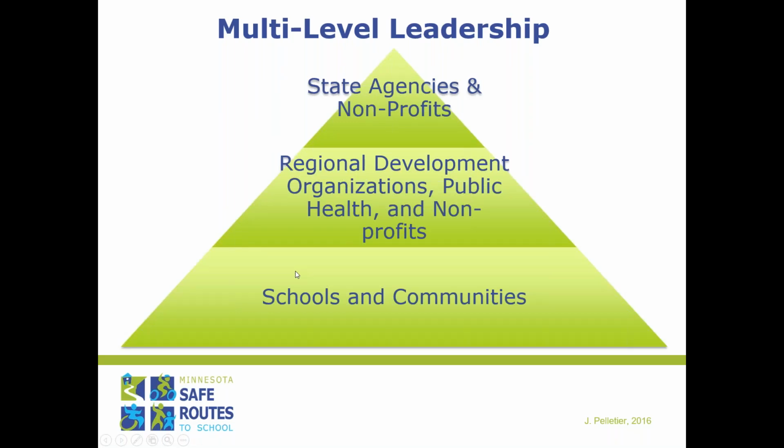So we get to take some of that experience and apply it here at the state level, where we try to think about how do we use levers that we have up here at the state to help affect those community level folks that are trying to implement safe routes. One of the ways that we've done that, this is from a study that Jennifer Pelletier did in 2016, is really work to serve as a leader at the state level, but leverage our relationships with regional development organizations and public health and nonprofits here in the middle to help us better reach schools and communities.